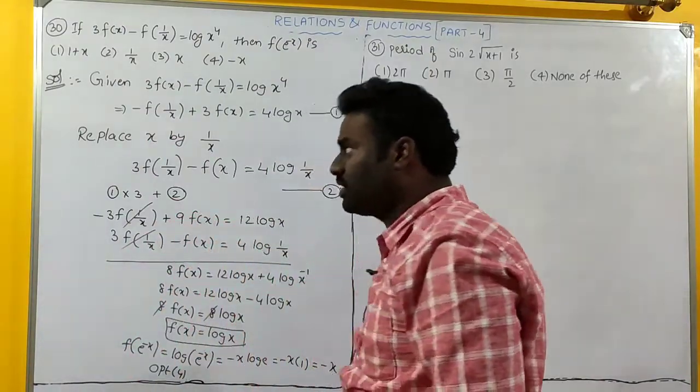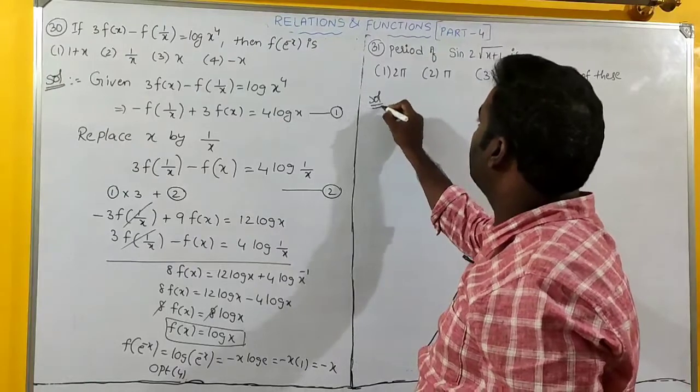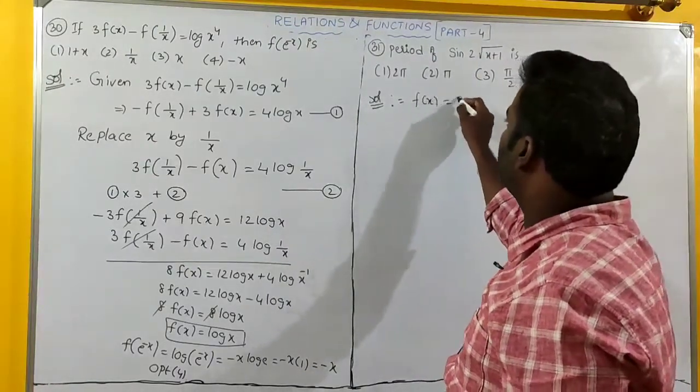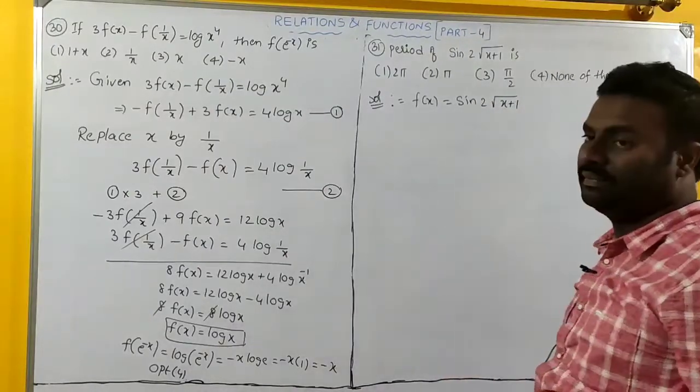Now coming to the next question, 31. We need to find the period of this function. f of x is equal to sine of 2 into under root x plus 1.